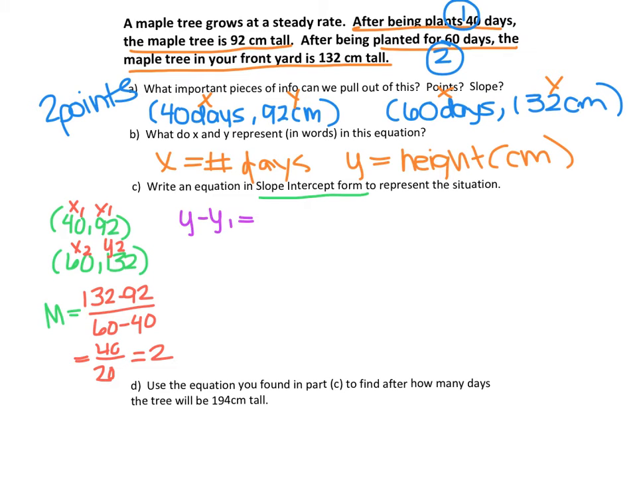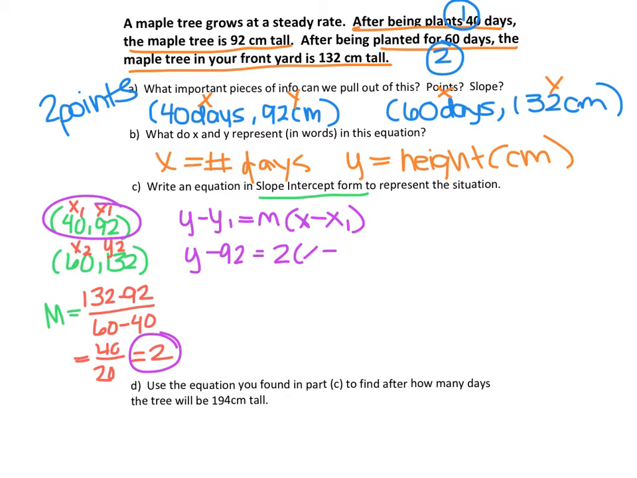So remember, point-slope form is y minus our y1 value is equal to our slope times, in parentheses, x minus our x1 value. So we go back to our points, and we have our point x1, y1, and we have our slope of 2. So we take y minus 92 is equal to our slope, which is 2, times x minus 40.